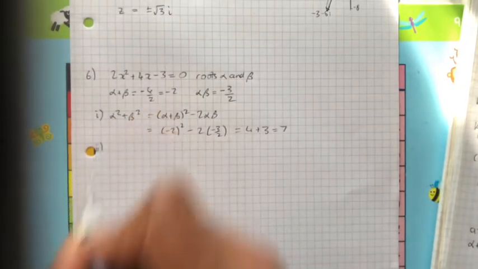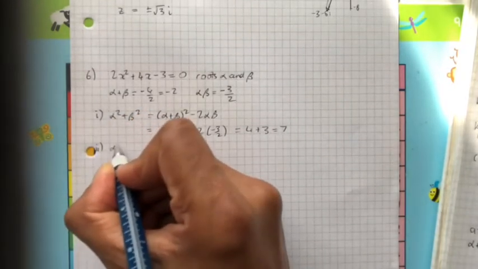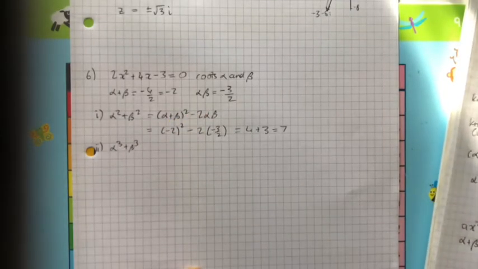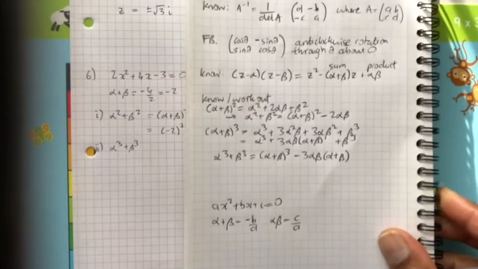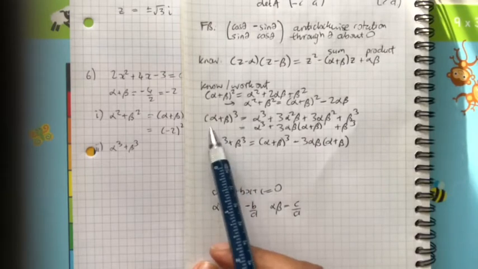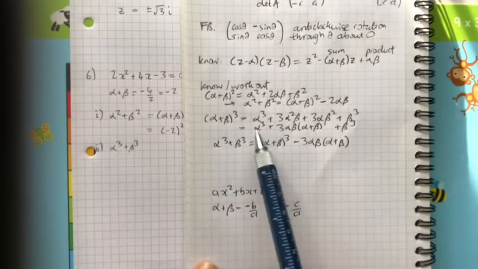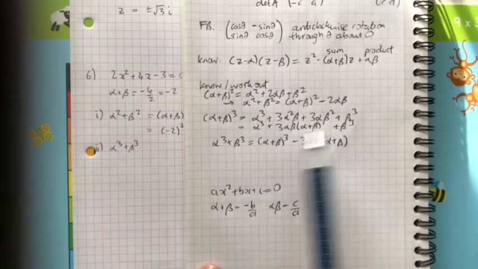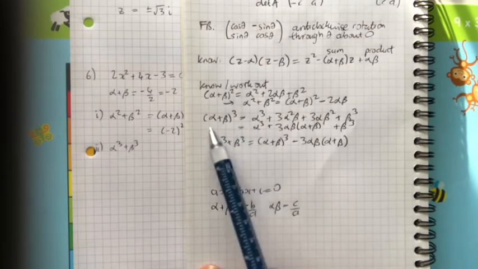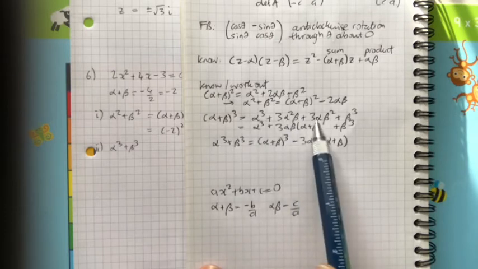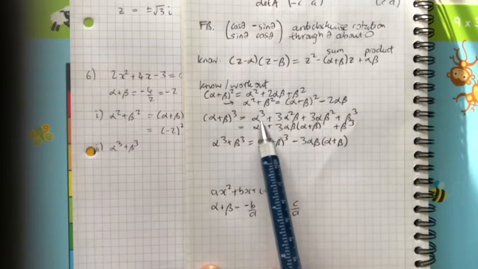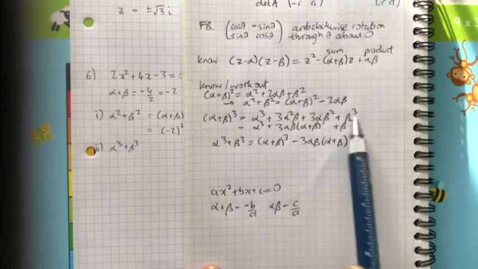Part 2 asks for alpha cubed plus beta cubed. So similarly, alpha plus beta cubed, if you're not sure, a bit of binomial expansion, so we're going to have 1, 3, 3, 1, then descending powers of alpha, alpha cubed, alpha squared, alpha, alpha to the power of 0, and ascending powers of beta, beta to the power of 0, beta, beta squared, beta cubed.